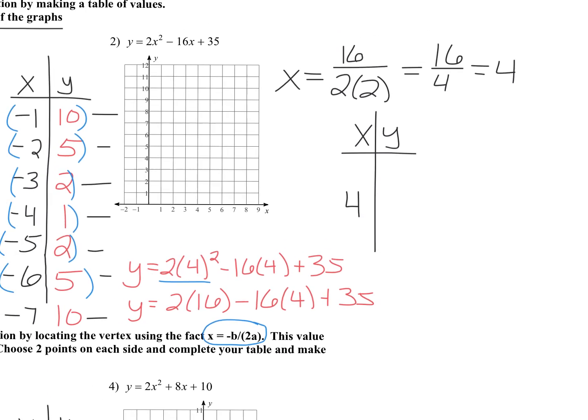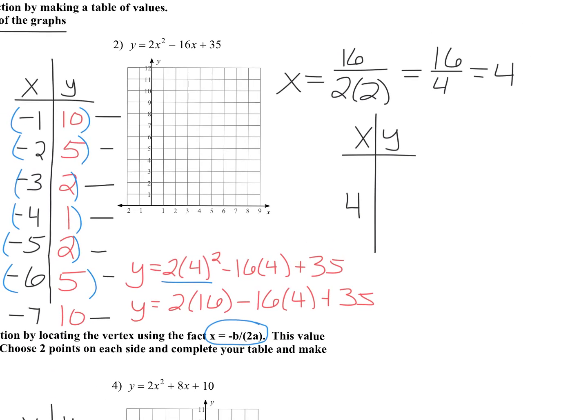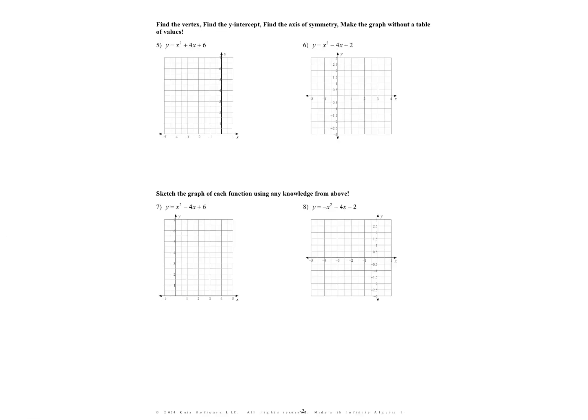Okay. So on this one, what would your y-intercept be? 35. But is it on the graph? No. So that's when you would want to pick those 2 other points. Okay? If you can't use the y-intercept or you can't put it on the graph, that's when you have to pick 2 other points on the other side of your vertex. Does that make sense? Okay. To that back side.